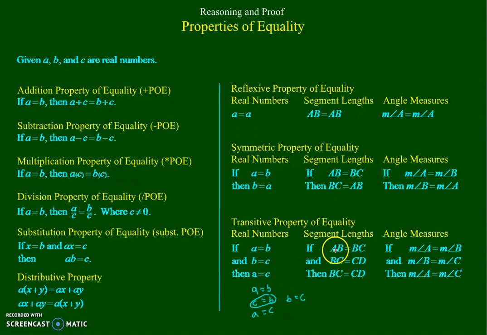And it works for segment lengths. AB equals BC, BC equals CD, therefore AB equals CD. And it works for angle measures. A to B, B to C, A to C.